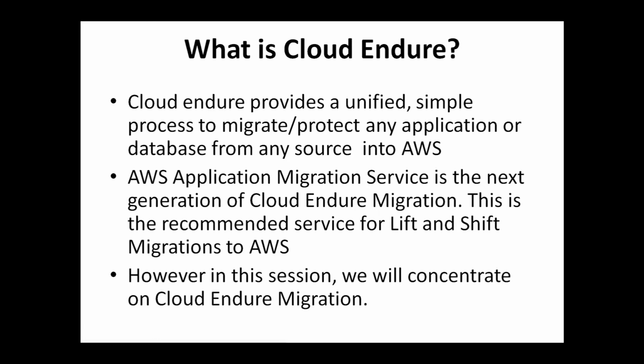To be kept in mind, the source here can be any on-premise environment. Also, it can be any other cloud service provider. Also, it can be cross-region migration across AWS. AWS Application Migration Service is the next generation of Cloud Endure Migration, and this is currently the AWS recommended service for lift and shift migration to AWS. But here we will be concentrating on Cloud Endure.